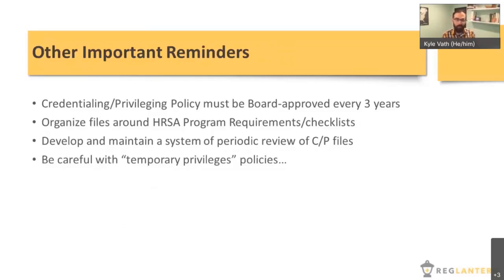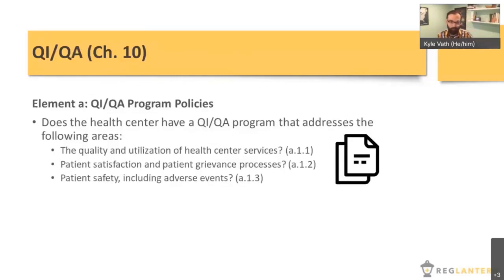Other reminders I'd recommend: remember that your credentialing and privileging policy is considered part of your QI program, and it must be board approved every 3 years. Also, make sure that you organize your credentialing and privileging files around the site visit protocol requirements. Develop and maintain a system of periodic review of credentialing and privileging files. What I did when I was at the health center, I ran all of this through our QI program every month to make sure all of our providers and clinical staff were current and up to date, and it was just part of our system. And then be careful with temporary privileges.